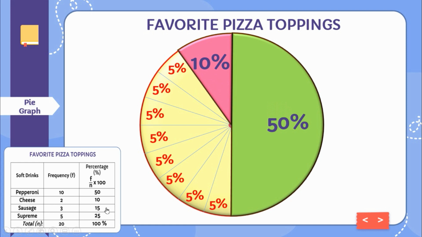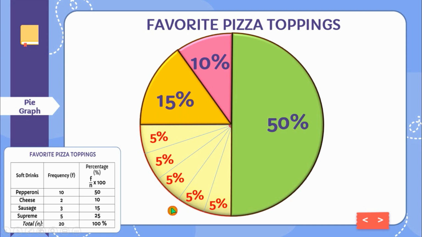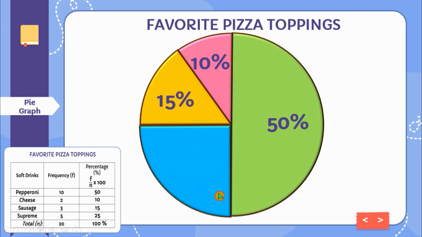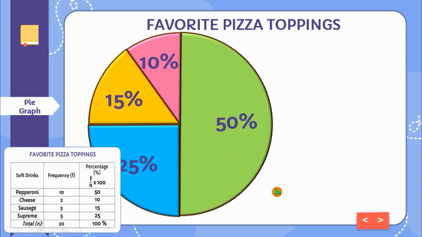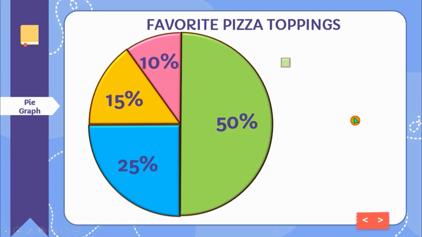Then, sausage is 15%. Take note ha, yung percentage ang pagbabasehan natin, not the frequency. Okay, that's 15%. Pilas ka lang ng 15%. 5, 10, 15. Then, kulayan mo, that's your sausage. And then the remaining 25%, that's your supreme. Okay? Then, right after that, iusog mo lang ng konti kasi maglalagay tayo ng legend.